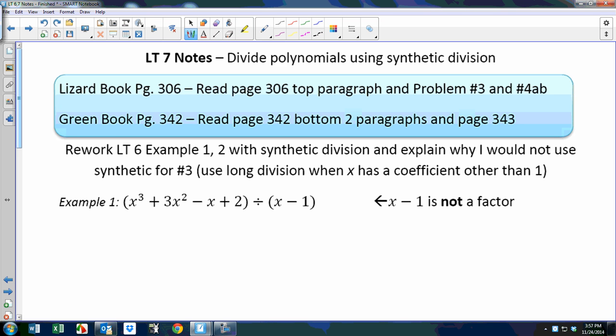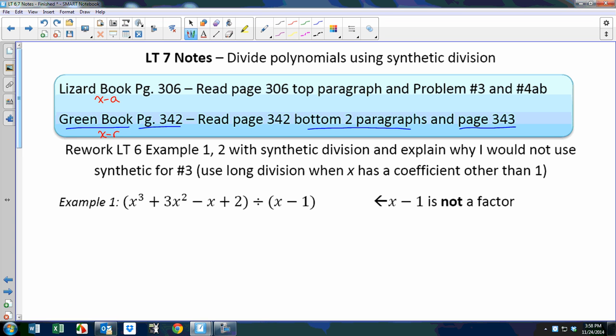Hopefully, and you really need to stop the video if you haven't, hopefully you've read the Green Book, page 342, bottom 2 paragraphs, and all of page 343, because it walks you through this process and talks about x minus a or x minus r, depending on the book you're reading. In the Lizard book, they compare what you're dividing by to x minus a. In the Green Book, they compare what you're dividing by to x minus r. For consistency's sake, I'll stick with what you probably have read, the Green Book.